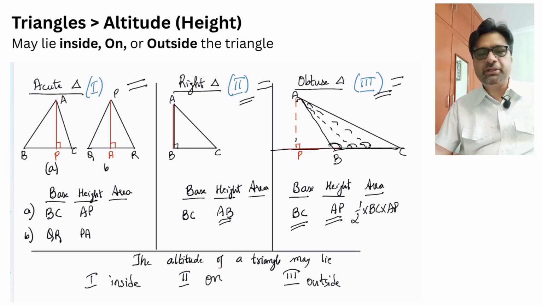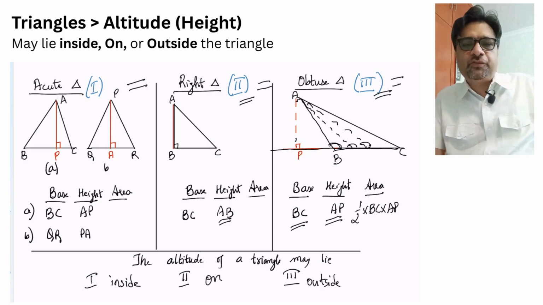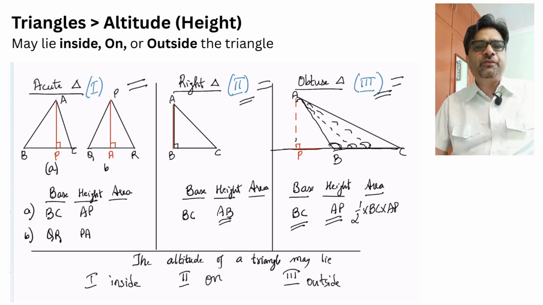So the summary is that the altitude of a triangle, which is a perpendicular line drawn from a vertex to the opposite side, which we call the base, may lie inside the triangle, as in an acute triangle. It may lie on the triangle in case of a right triangle, and it may lie outside the triangle in case of an obtuse triangle.